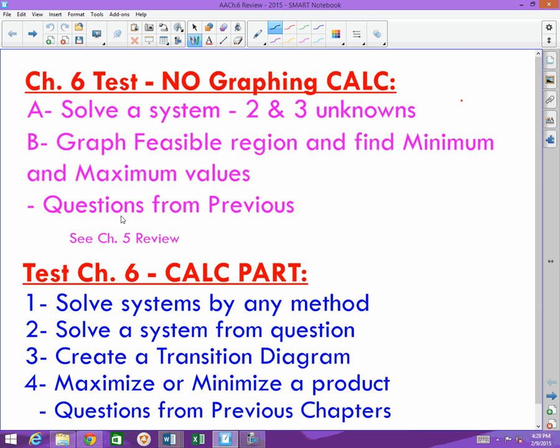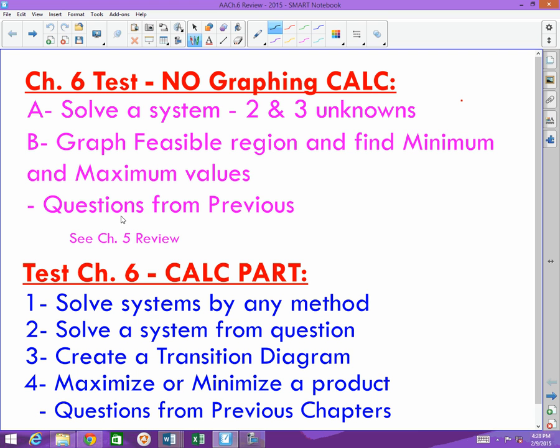All right, the Chapter 6 test will come in two parts. The first part that you will take is the non-graphing calculator part, and then the second day will be the graphing calculator part. On the first part, you're going to have to solve a system of equations. One question will have two unknowns, another one will have three unknowns. You will have to graph the feasible region and find the minimum or maximum value based on what the equations are, and then questions from previous materials.